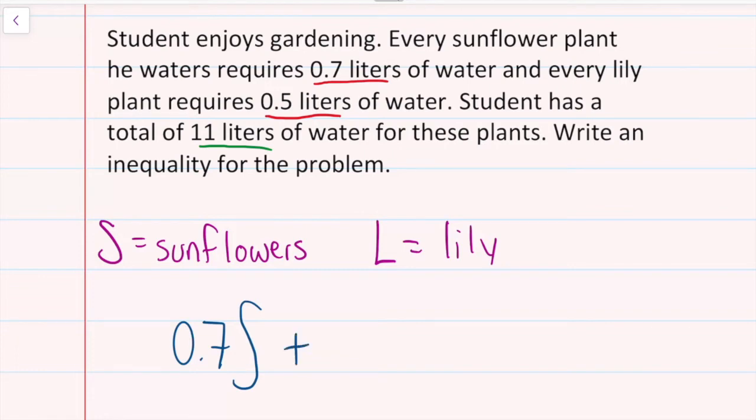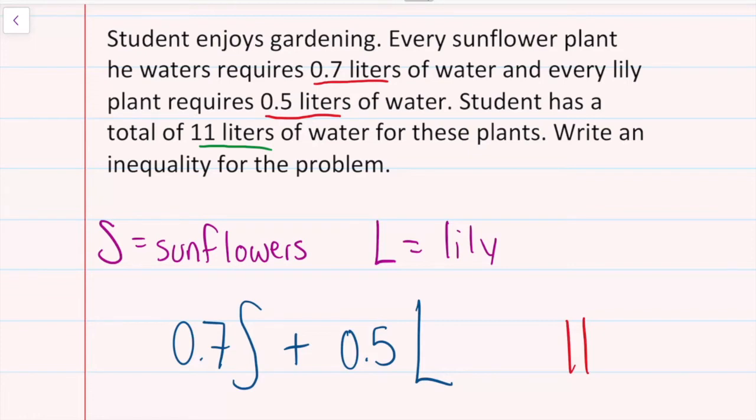And then we're going to add it to the lily plants. Each lily requires 0.5 liters of water. And remember, the letter L stands for lily. And we have a total of 11 liters of water. Here's the thing, guys. Can we go over 11 liters? No, because that's all we have.